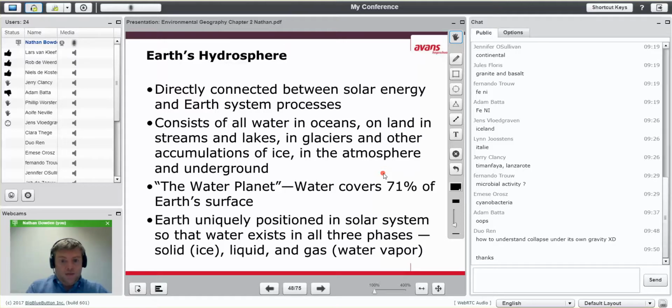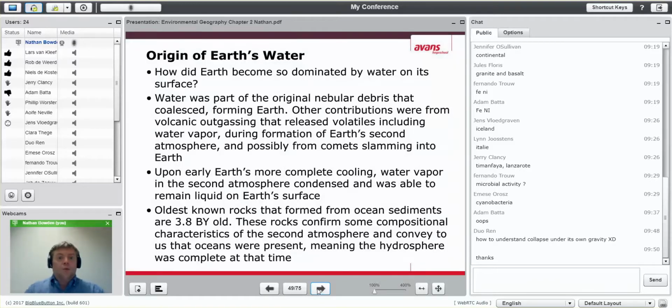We call the Earth a water planet because 71% of our surface is covered by water. It is uniquely positioned in the solar system so that water can exist in all three phases: solid, liquid, and gas, which is also called water vapor. So how did we get so much water on our planet?